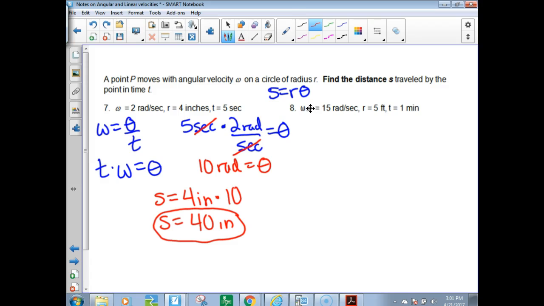I don't know why there's a double W or double omega. I know you guys are going to be saying W, but I'm not.